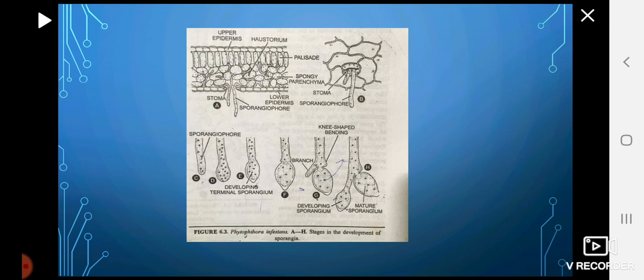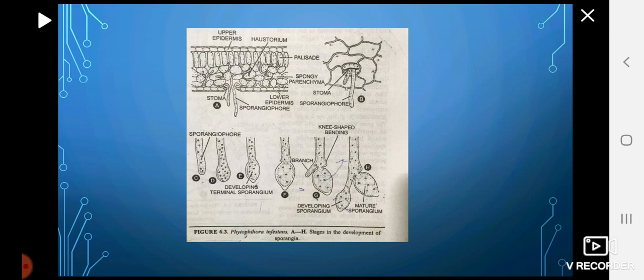Now this sporangium becomes separate from the rest of the branch by septum formation, and after the formation of the sporangium, the apex of the sporangiophore continues to grow further, and this pushes the sporangium to a lateral position and produces another sporangium. In this way, the sporangiophore produces a number of sporangia, and this type of branching system is known as sympodial. In this way, a large number of sporangia are developed on the sporangiophore.